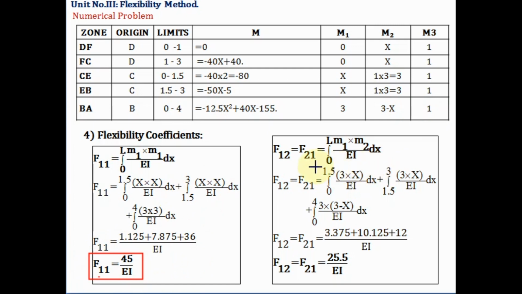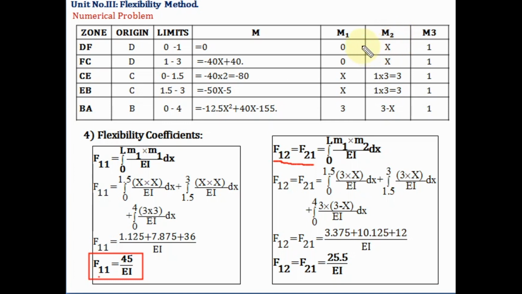In the same way, you have to find out the value of F12 and F21. So here, what should be the value of small m? It is M1 into M2 or M2 into M1. Both will be the same. So integration 0 to L M1 into M2 upon EI into dx.